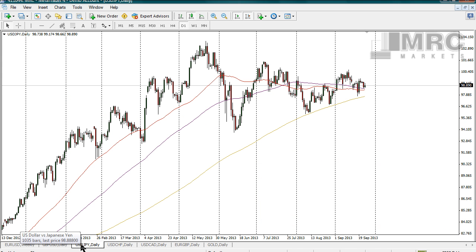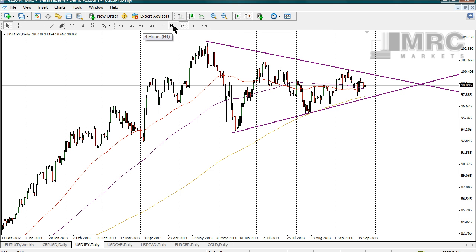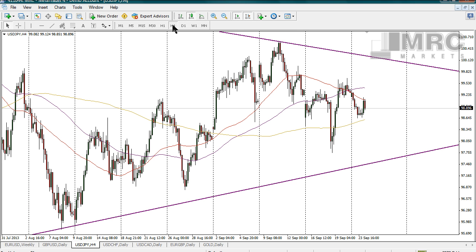Dollar yen, not a massively interesting chart. I think it's just been much more interesting charts. It's playing in between this triangular formation at the minute. In terms of daily, it's just really just chopping around. The 4 hour is quite interesting actually.